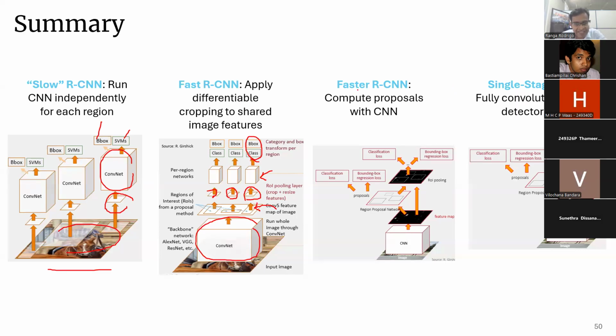Then in the faster RCNN, we have the region proposal network. And because of that, the training has to happen in a certain manner. In the single stage fully convolutional detector, we don't need this branch, and we do the bounding box regression and classification loss. With these, we are able to detect objects, but you know that single stage detectors are less accurate, although fast, compared to two stage detectors.